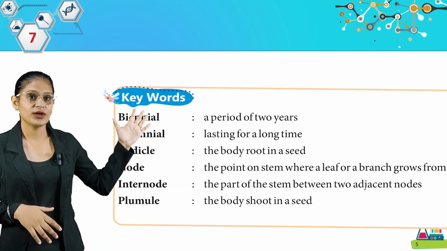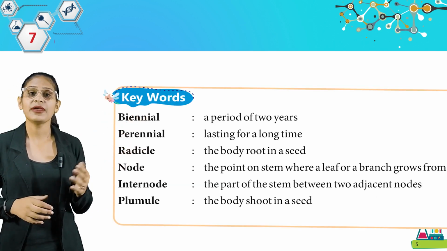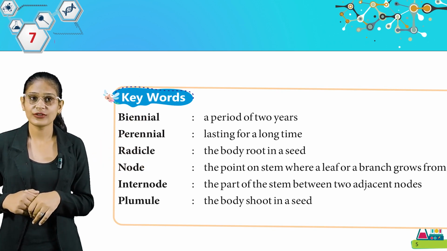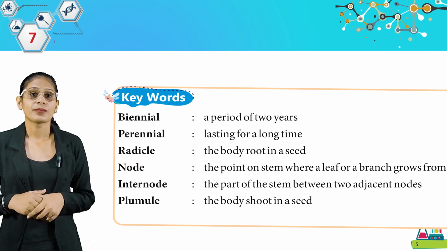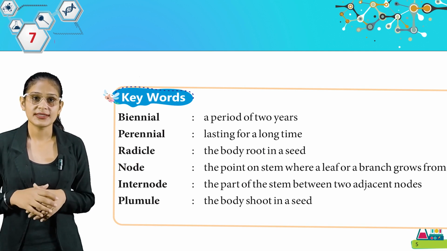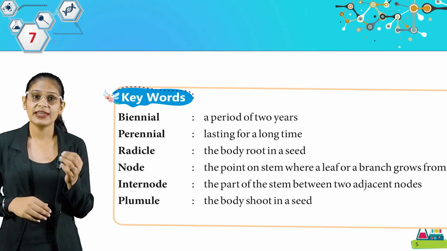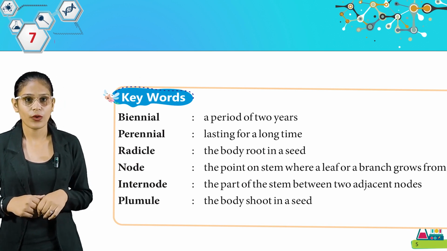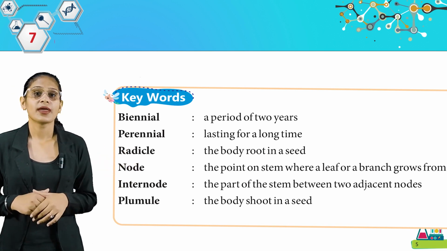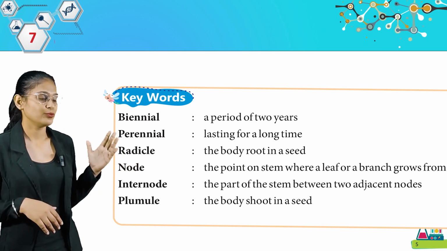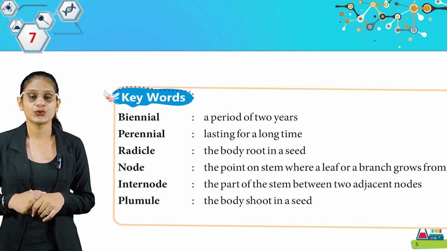Here are some keywords. Biennial, a period of 2 years. Perennial, lasting for a long time. Radicle, the baby root in a seed. Node, the point on a stem where a leaf or a branch grows from. Internode, the part of the stem between two adjacent nodes. Plumule, the baby shoot in a seed. So these are some keywords.